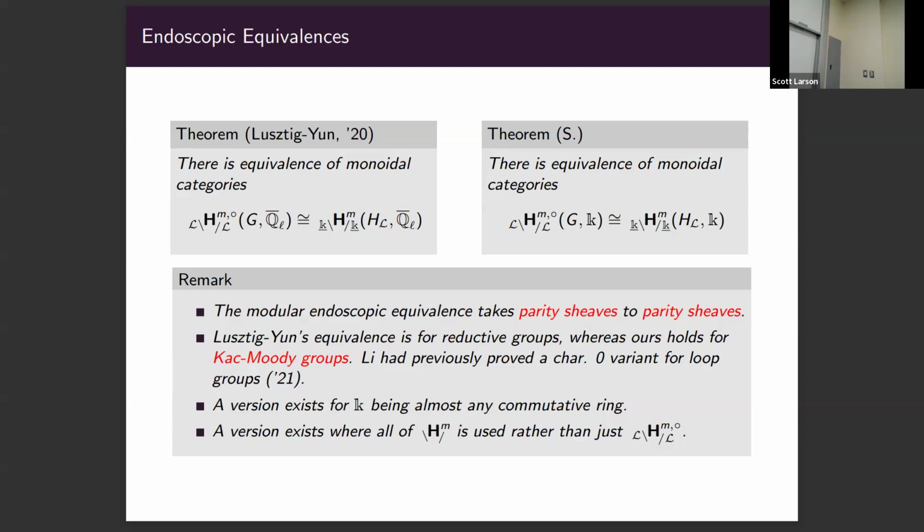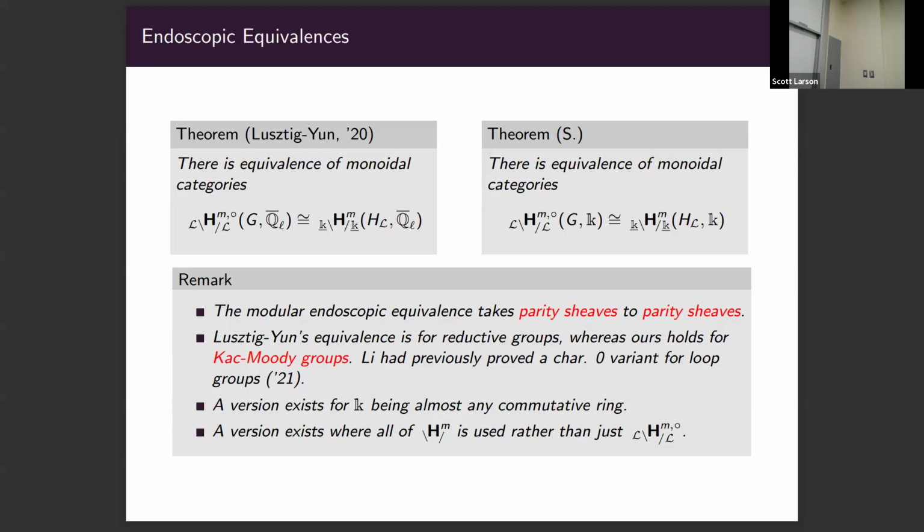And so my contribution to this is a positive characteristic version, where we write the same thing, but now the coefficients are positive. Fundamentally, these are different things. This is parity sheaves, while this is semi-simple complexes. So here are some remarks. This equivalence actually takes parity sheaves to parity sheaves, so you don't even have to do this mixed derived category stuff. You can do everything with just parity sheaves.